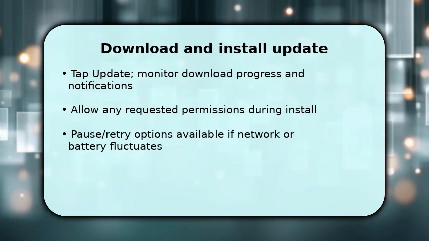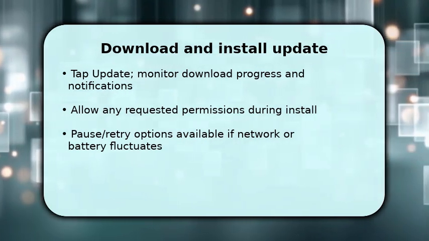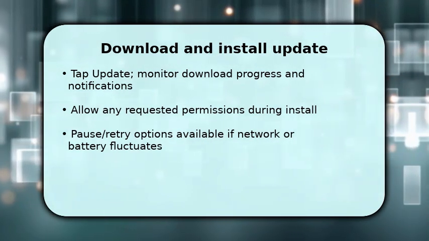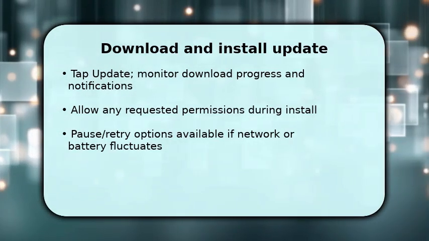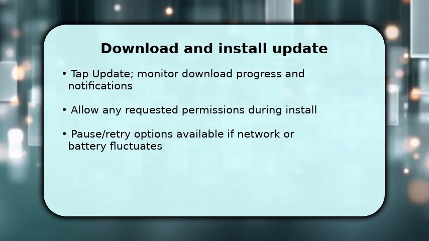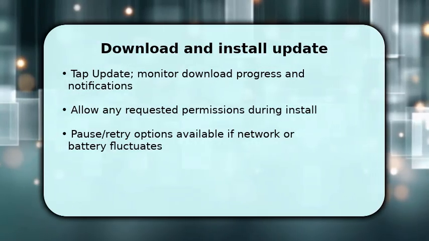Once you tap Update, the download will begin. You'll see a progress indicator. Watch it for failures. If the store requests permissions, allow only what's necessary so the app can function after updating. Make sure automatic app optimization completes. This may take a minute. If the update stalls, pause and resume or switch to Wi-Fi.